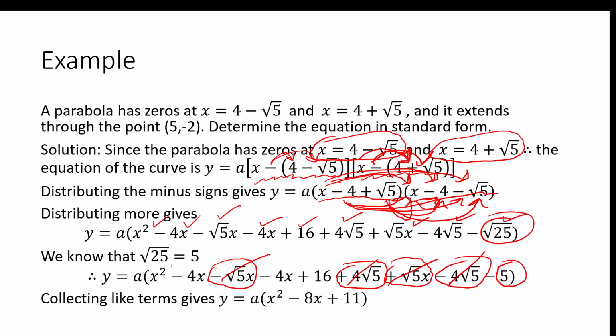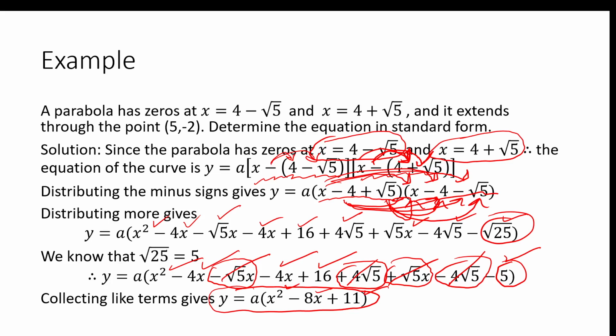So what we end up with is x squared. Then we have minus 4x, which is minus 8x. And we have plus 16 minus 5, which is plus 11. So we see that our parabola actually has the equation y equals a times x squared minus 8x plus 11.